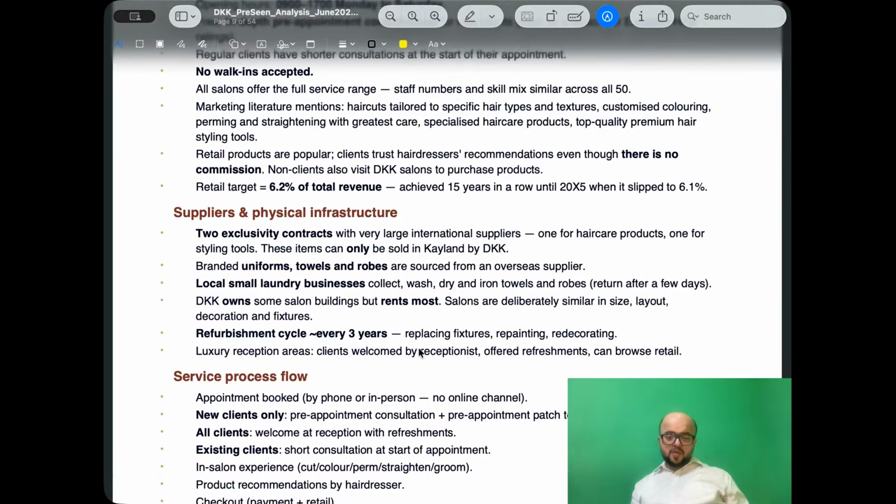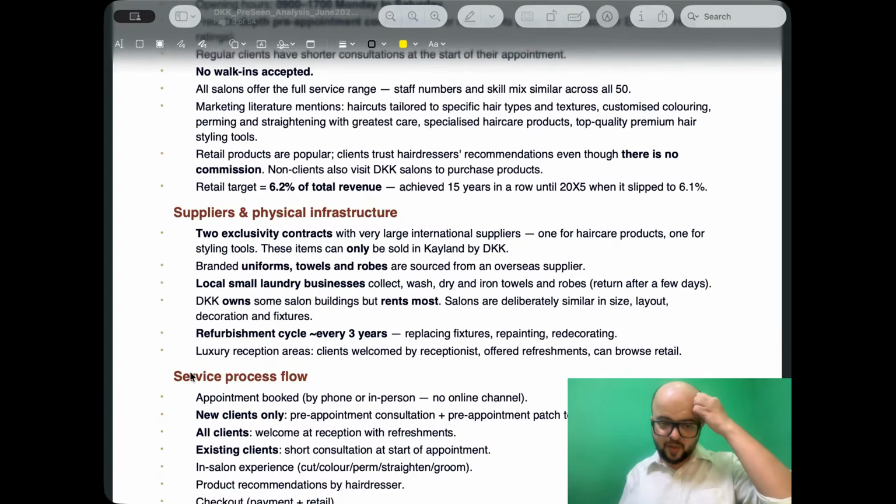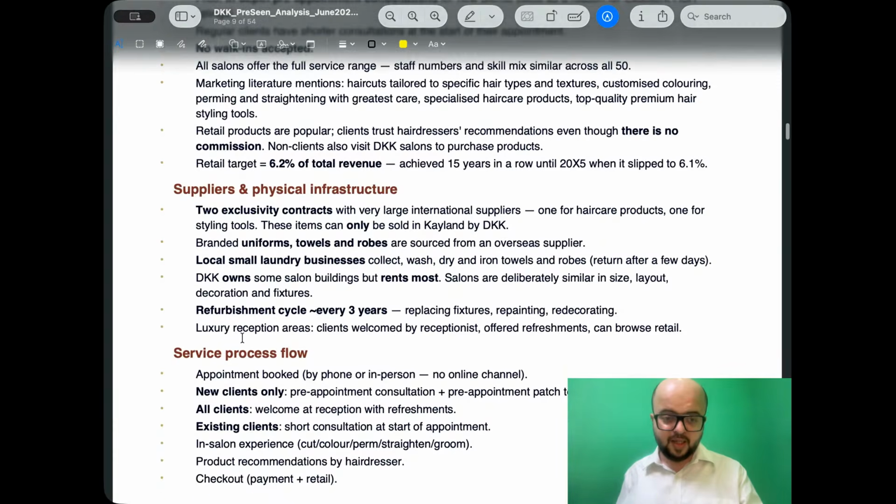Then DKK owns some salon buildings but rents most. Salons are deliberately similar in size, layout, decoration, and fixture. Like every McDonald's looks similar, they want their salons also to look similar. Refurbishment cycle every 3 years, replacing fixtures, repainting, redecorating. Luxury reception areas, clients will come by receptionist, offered refreshments, can browse retail. Refurbishment cycle, I don't know, SBR is so deep in my system that I can only think of component depreciation when I read refurbishment cycle.